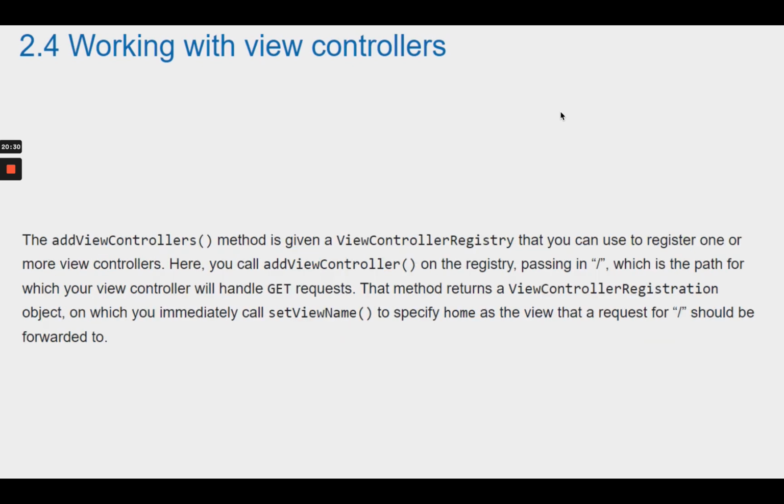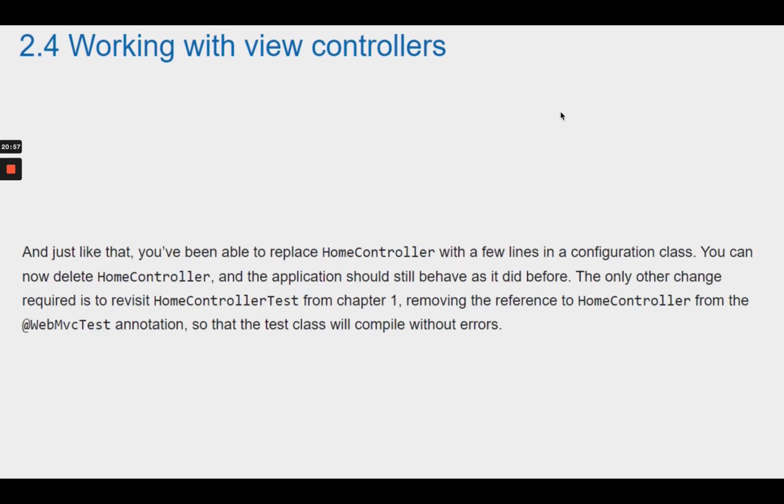The addViewControllers method is given a ViewControllerRegistry that you can use to register one or more view controllers. Here, you call addViewController on the registry, passing the /, which is the path for which your view controller will handle GET requests. That method returns a ViewControllerRegistration object, on which you immediately call setViewName to specify home as the view that a request for / should be forwarded to.